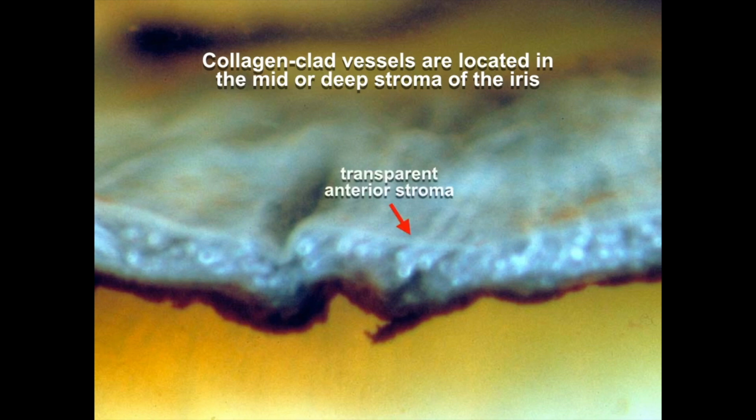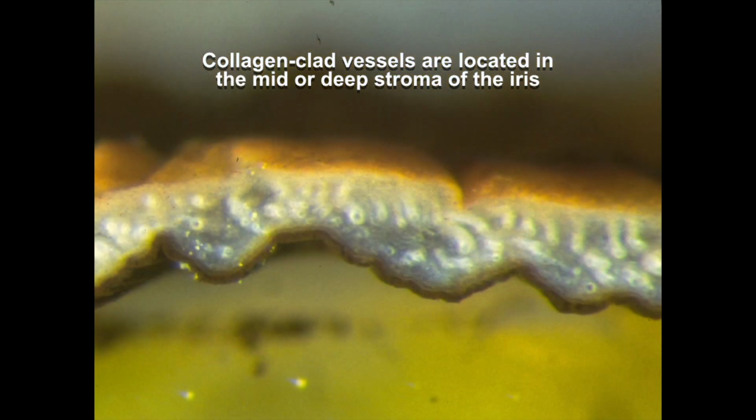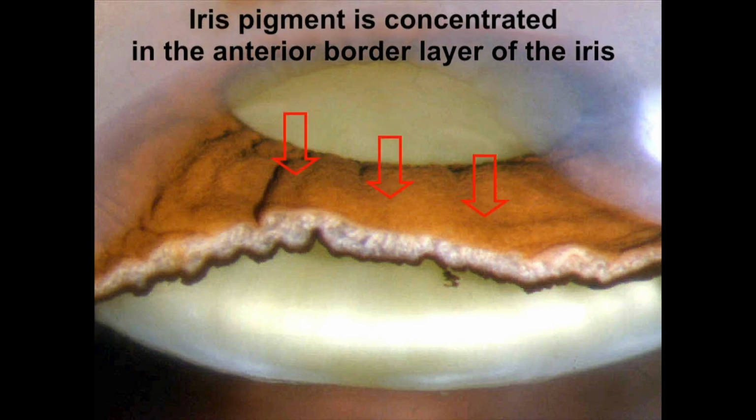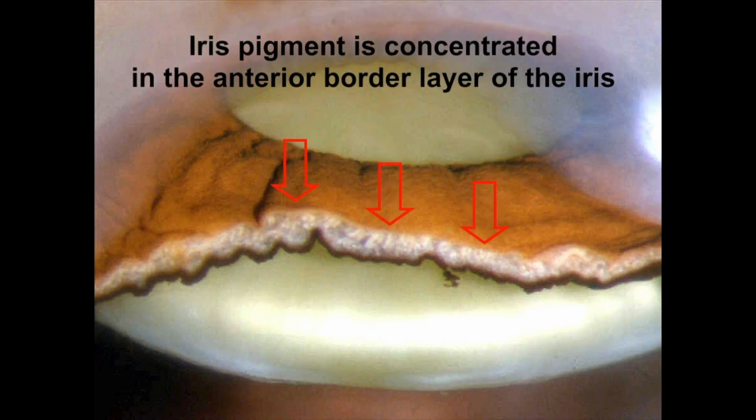In this blue iris, the vessels are readily visible because the cells in the anterior stroma lack pigment and are transparent. A small focus of early pigmentation has begun to opacify the anterior border layer at right. In this light brown iris, the vessels are hidden by pigment in the anterior stromal melanocytes. Pigment tends to be concentrated in the anterior border layer of the iris.